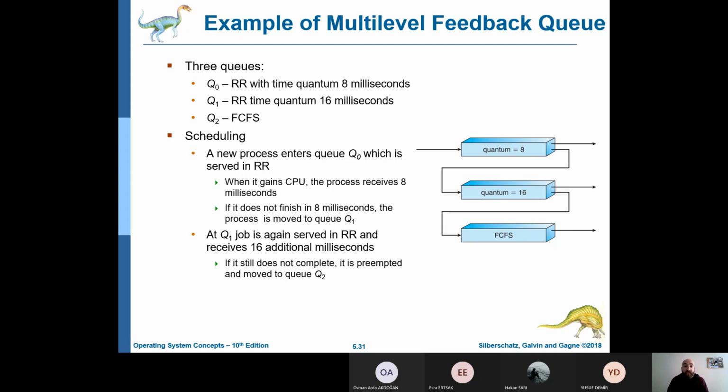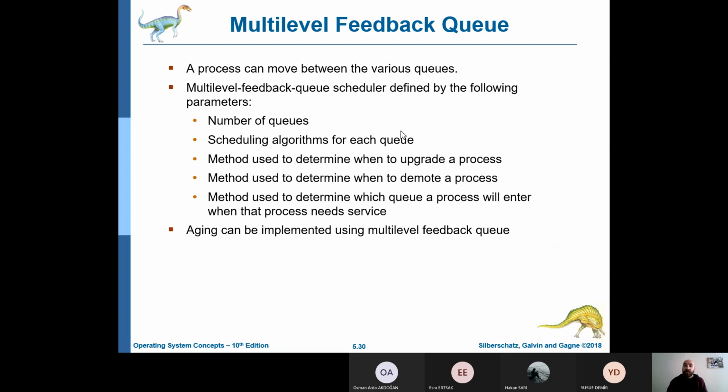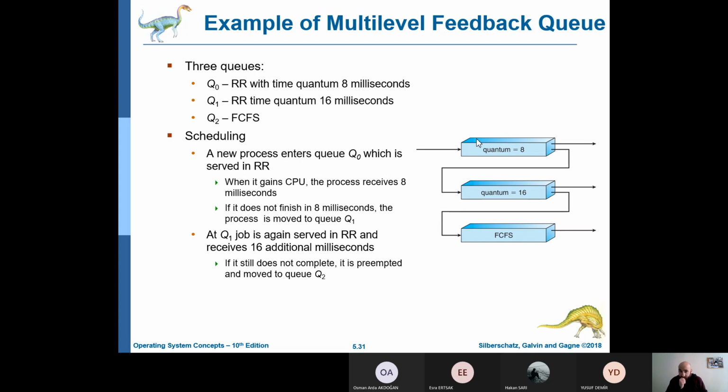So this is how you can design a multi-level feedback queue. These are design specifications. We select the number of queues as three, and we assign scheduling algorithms for every queue. We said that Q0 will be run as round robin with time quantum 8 milliseconds. Q1 will execute round robin with a 16 millisecond time quantum, and Q2 will serve as first come, first served.